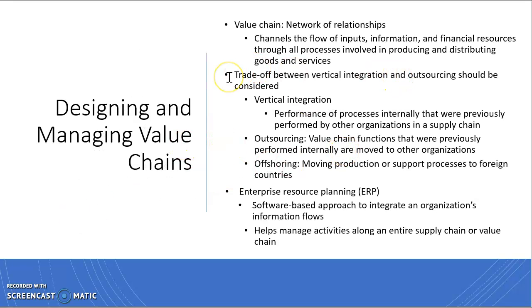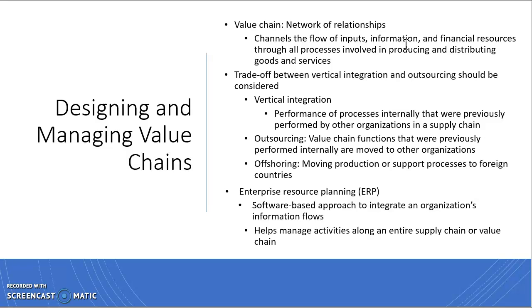All right, so operations managers also look at designing and managing value chains. And I said we talked about the definition, so here it is. The value chain is a network of relationships. It really just looks at the flow of our inputs, our outputs, our information, our financial resources, and how this all flows through the process that's involved in producing and distributing our goods and services.